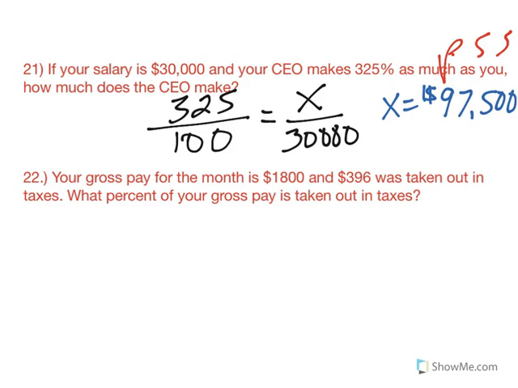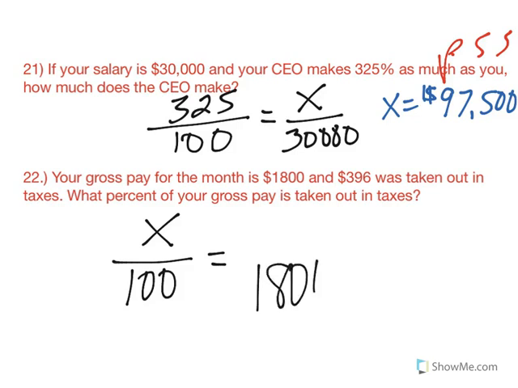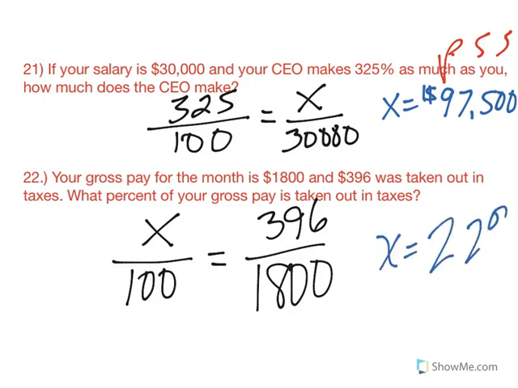Number 22. Your gross pay for the month is $1,800, and $396 was taken out in taxes. What percent of your gross pay is taken out in taxes? Okay, what percent? Percent over 100. Okay, now part to whole. Gross pay. How much do you total? Total gross is $1,800, so that goes on the bottom. $396 is on the top. Do a little bit of cross multiplication and division, and we find out that 22% of your gross pay is taken out in taxes.